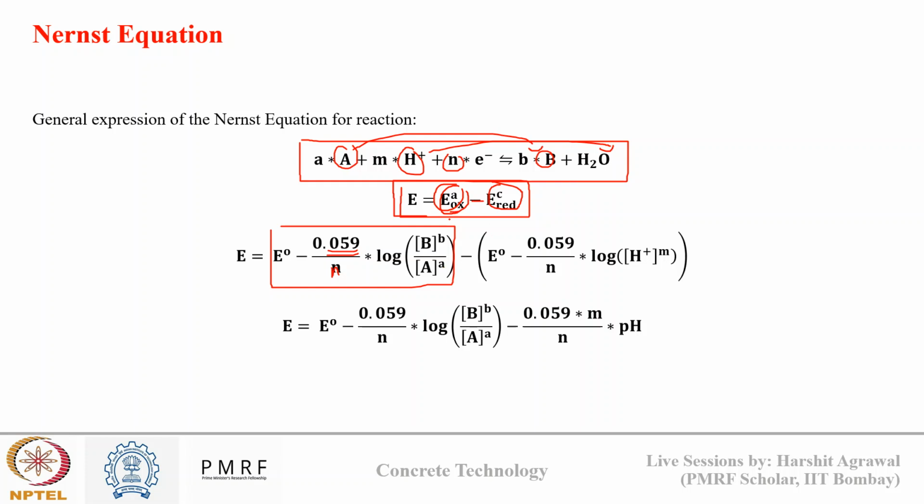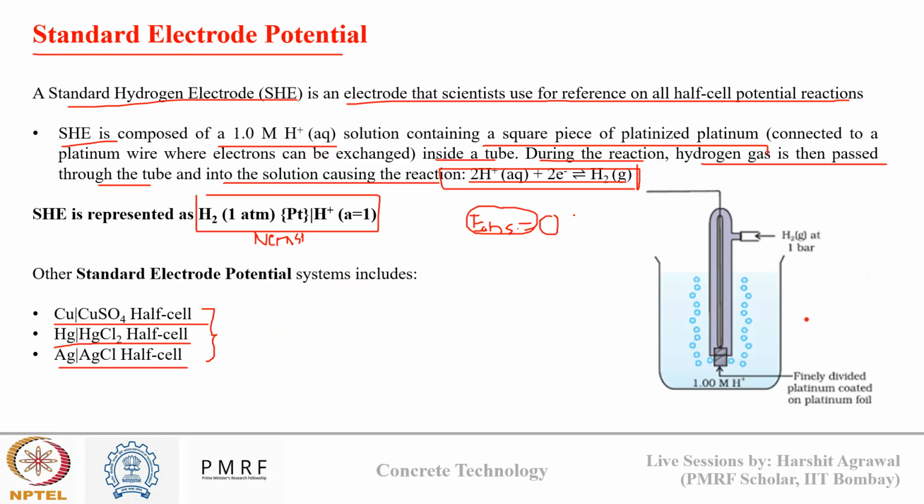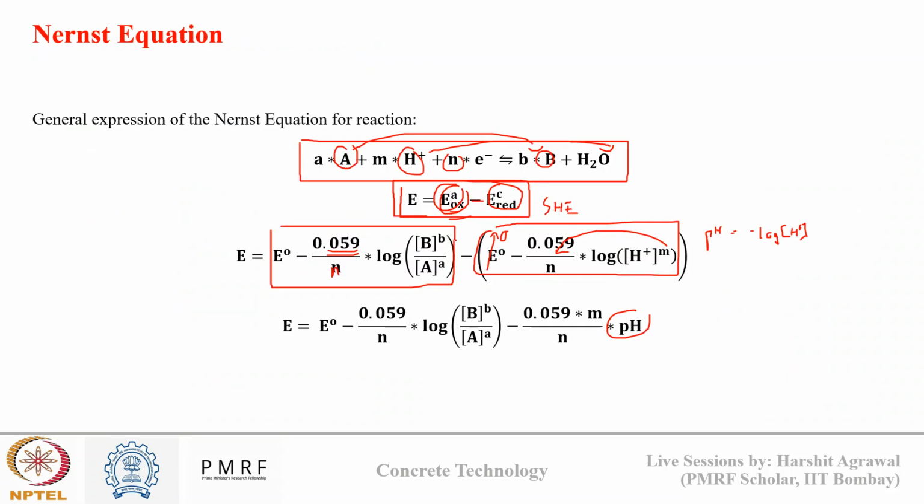This is for oxidation, and for reduction again I can write a similar equation for hydrogen ion. This log of H plus concentration I can write as pH, since pH is nothing but minus log of H plus ion concentration. That is what I have written here, and E naught will be 0 since it is a standard hydrogen reaction, H plus converting into H2O. We have seen here that H2 and H plus has an electrode potential of 0, so that's why this will be 0 here. So I can write my final electrode potential like this.